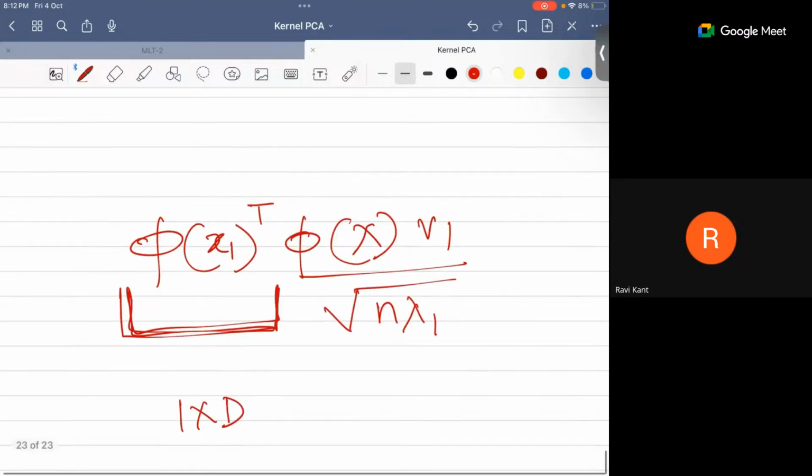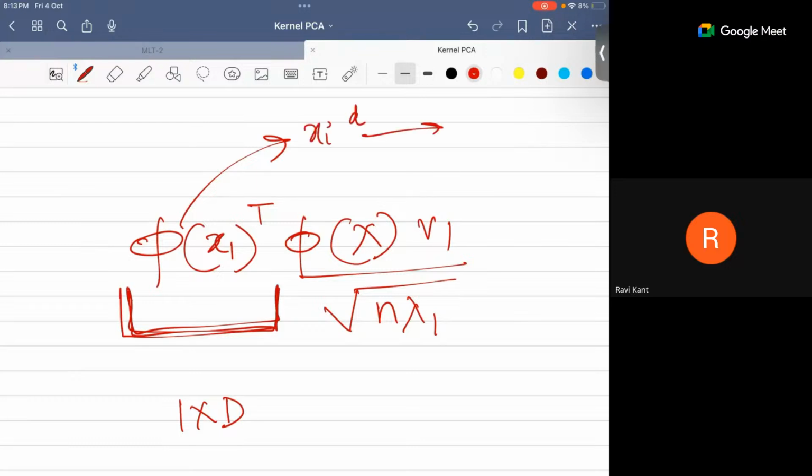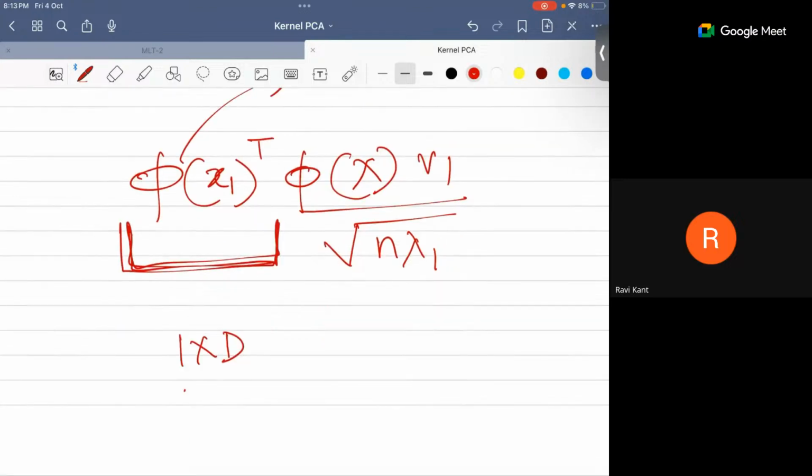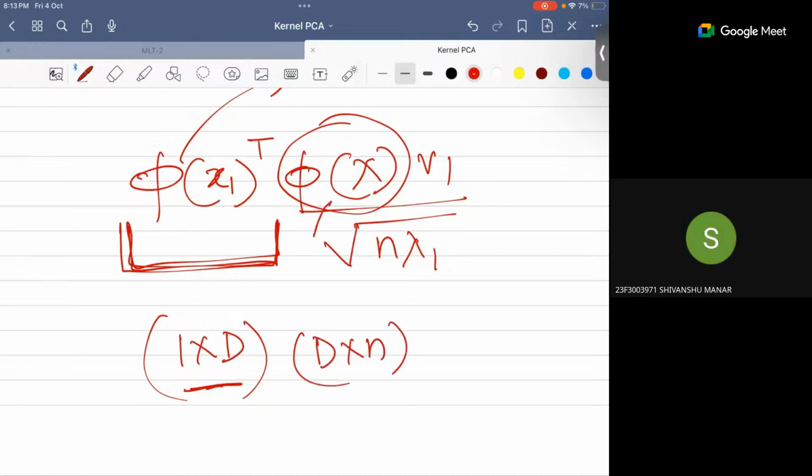This is the scaled, the mapped. If you are taking xi, from d dimension it went to some R^D dimension, right? And if you are taking the transpose, it will be 1 cross d, correct? What is the dimension of this matrix? d cross 1. And this was d cross n, right?